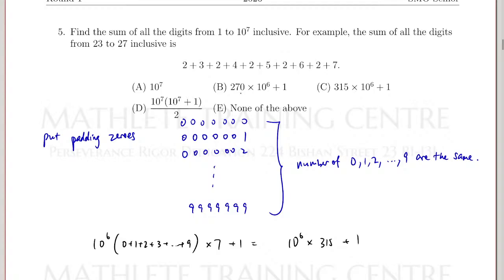So they're a little bit tricky, because they offer you option B, which is the case where if you accidentally multiply by 6, you will make a mistake here. But anyway, the correct answer is C.